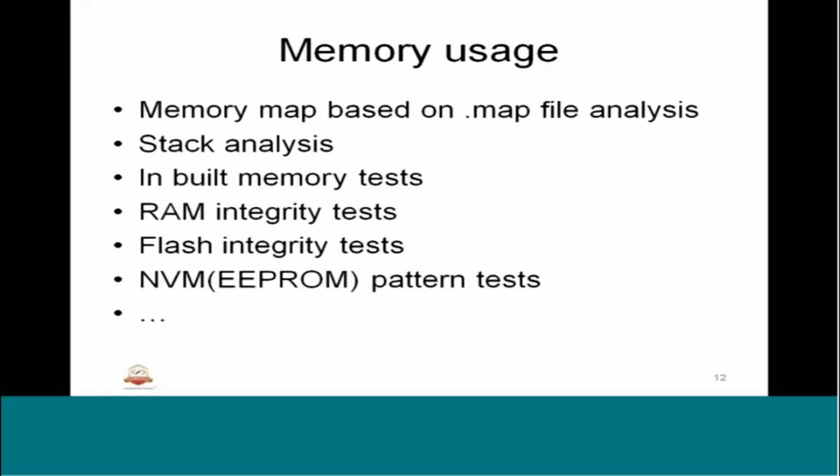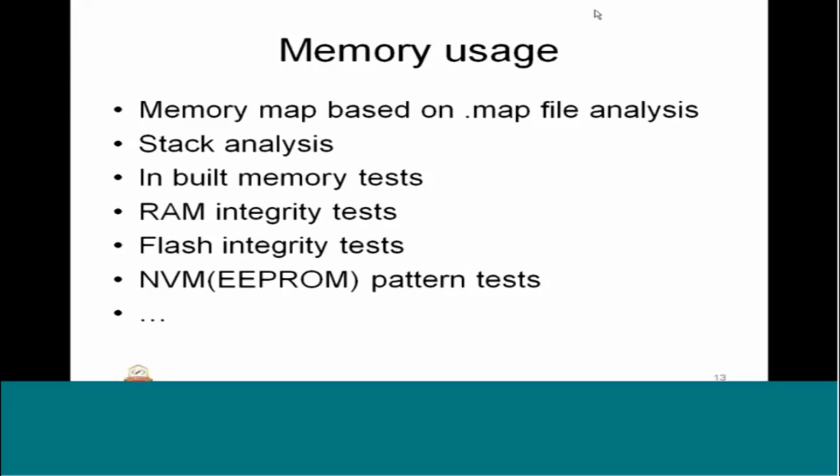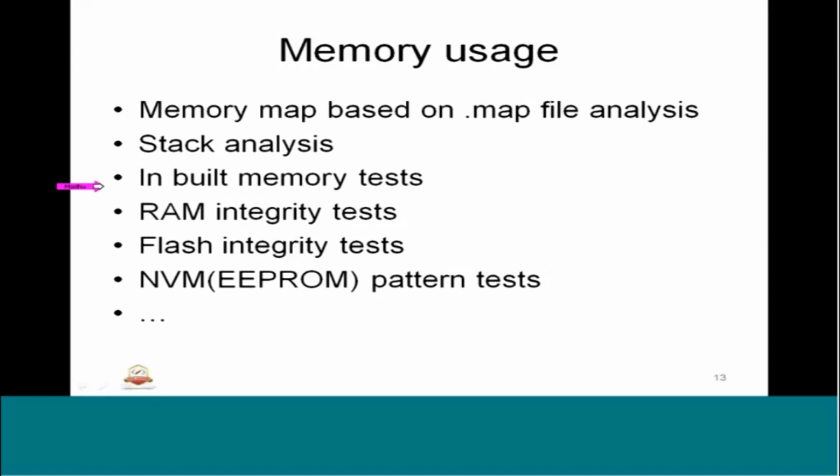Okay. The next one is, as I said, memory usage. What sort of memory usage is there in the embedded system? Basically, we use a memory map. With the help of the memory map, we will be able to analyze the stack and the inbuilt memory. It could be the RAM, ROM, or flash, or we can have a small footprint in terms of faults and all that. Usually that will be stored in NVM. It's also called EEPROM, electrically erasable programmable read-only memory.